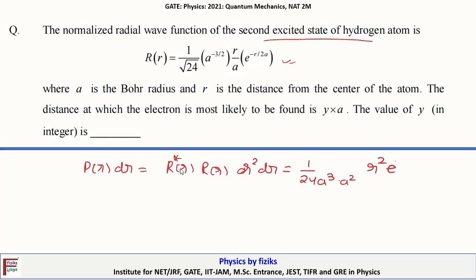So we would have 1/24 a to the power 5 r to the power 4 e to the power minus r/a dr. So the probability is given by P of r equals 1/24 a to the power 5 r to the power 4 e to the power minus r/a.